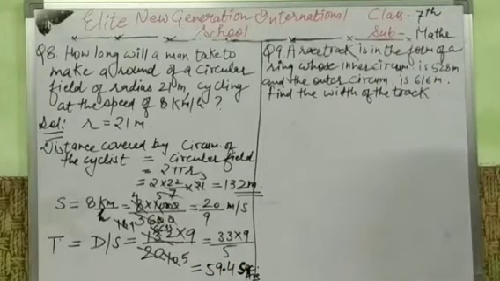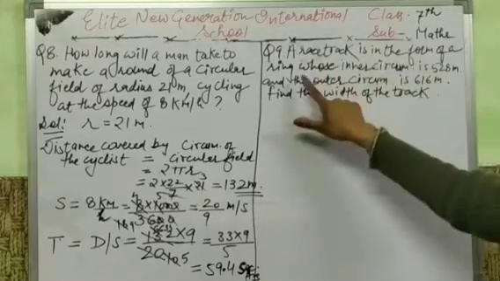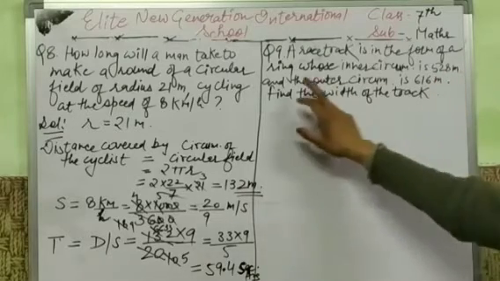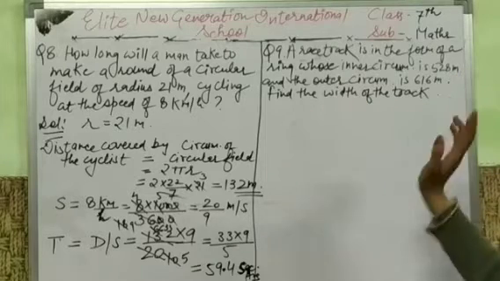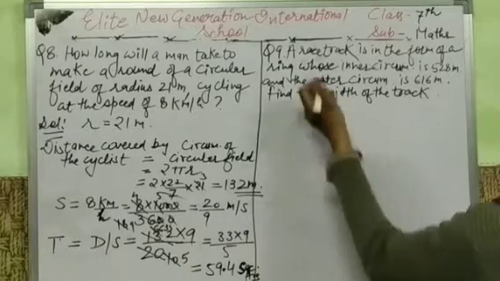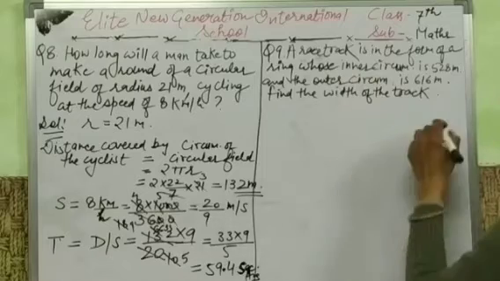Now let's solve another question, question number 9. Here a racetrack is in the form of a ring whose inner circumference is 528 meters and the outer circumference is 616 meters. Find the width of the track. To understand this question better, first of all you have to make a figure, because the racetrack is in the form of a ring. Okay, so first make a ring like this.